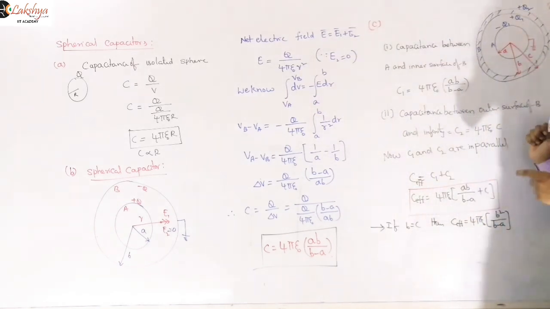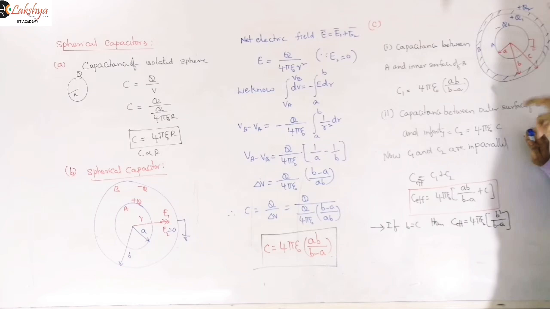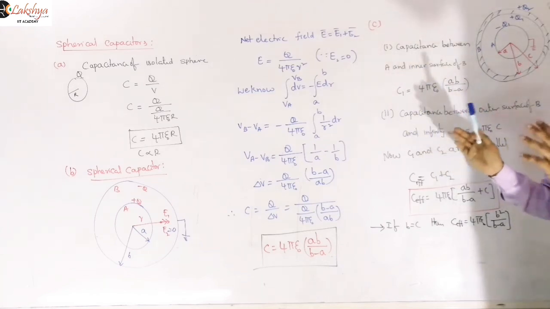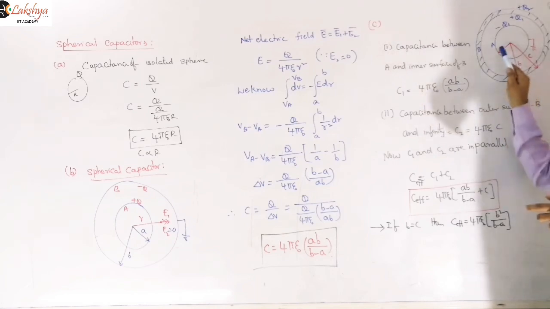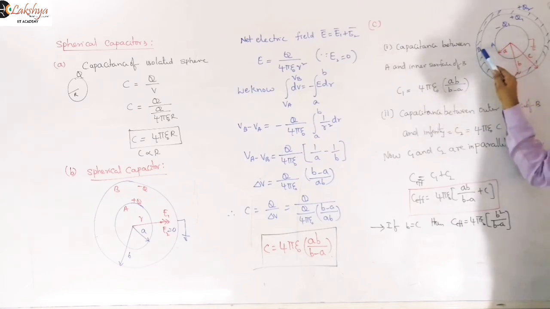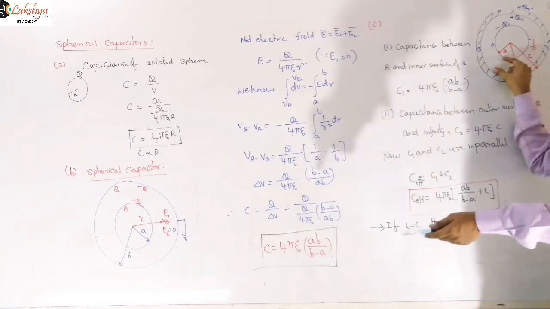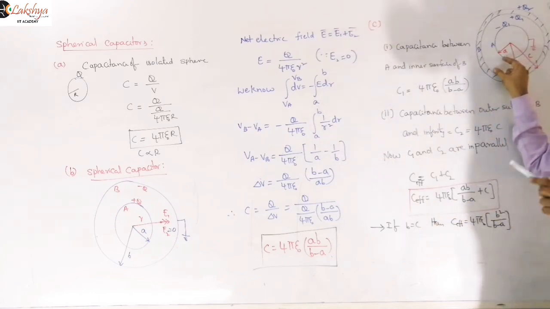But here this outer surface is not connected to the ground, and so there will be some potential difference between the outer surface of this B and infinity. So we need to consider that as another capacitor. That is nothing but what I mentioned here, two capacitors. I am mentioning the capacitance of two capacitors. So between A and the inner surface of B, I am taking C1.